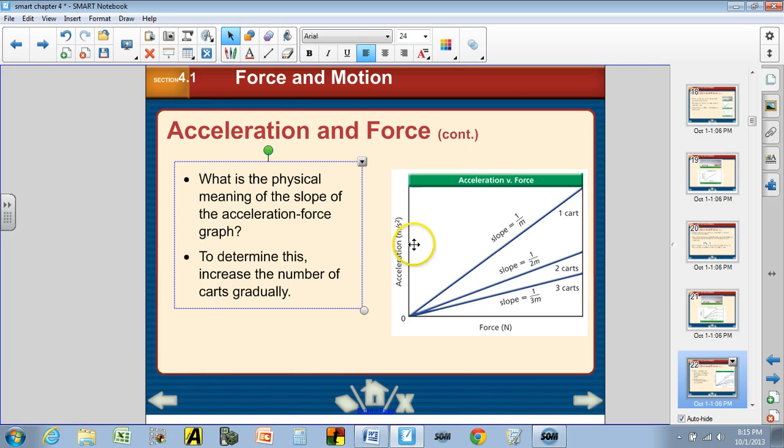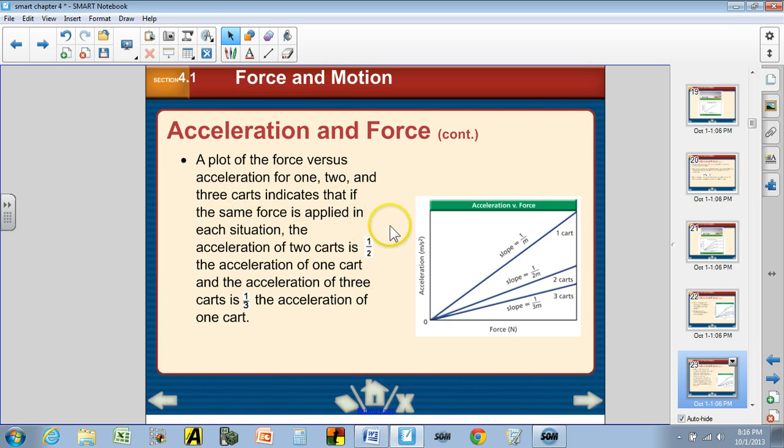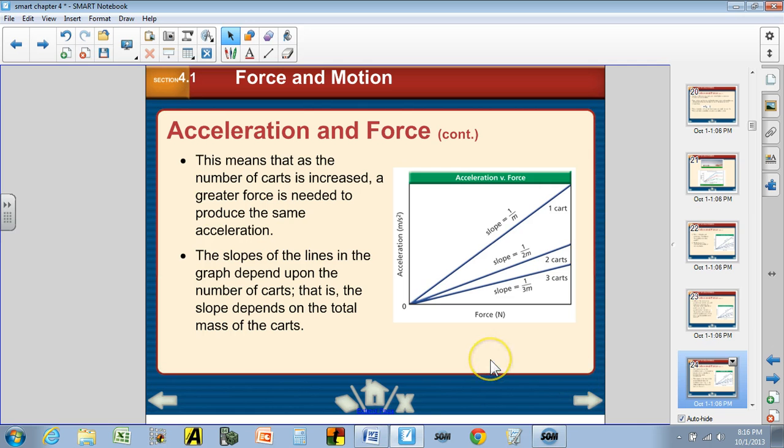So what's the physical meaning then? If we're looking at that original graph, acceleration versus force, what does the slope mean? We really could say that the slope can be related to the mass of what is being pulled, and so we're going to represent that with a mass in the bottom. If we double the mass, the slope is cut in half. If we triple the mass, in other words 3 carts, the slope is cut to 1/3. Again, if we plot force versus acceleration for 1, 2, and 3 carts, it indicates that with the same amount of force applied, the acceleration is going to be less and less and less as they have more and more carts. It means that as the number of carts is increased, the acceleration produced by the force is decreased. The slope of the line then depends on the number of carts, so the slope of the line really is related to the total mass.